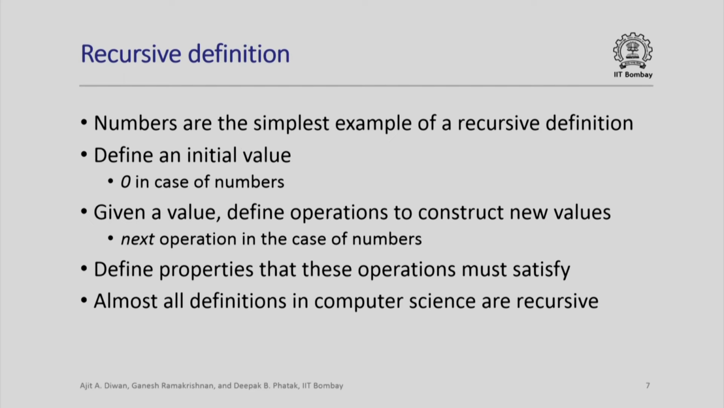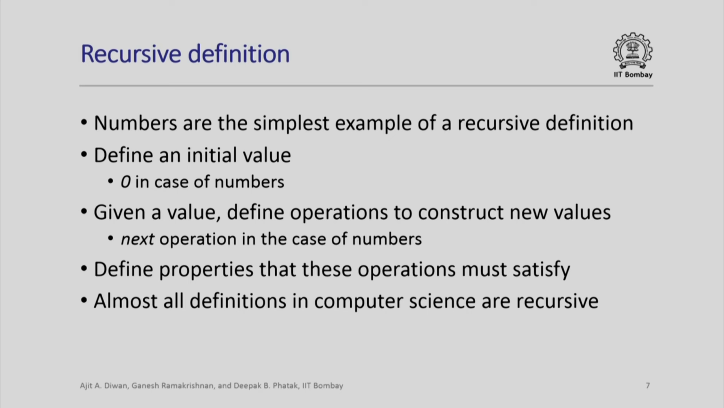But numbers is an example of what are called recursive definitions, which you will come across very often in computer science. So, a recursive definition essentially specifies an initial starting value. In this case, it is 0, and it gives you operations for constructing new values. So, in this case, we only have a next operation which takes a number and generates another number, which is another value. So, all recursive definitions will be of this kind.